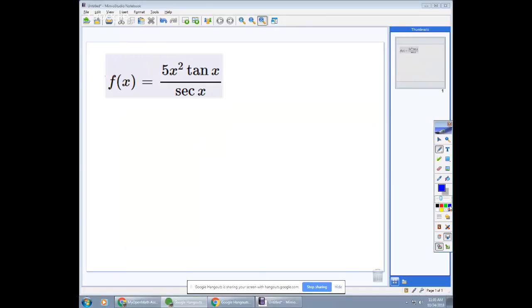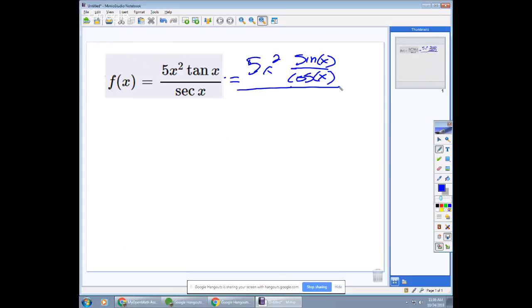So here I could rewrite this function as, the tangent would be sine over cosine. And the secant would be 1 over cosine. To clean this up, I could multiply top and bottom by cosine of x, or I could view division as multiplying by the reciprocal. Either way, I'll take the multiply by the reciprocal route.